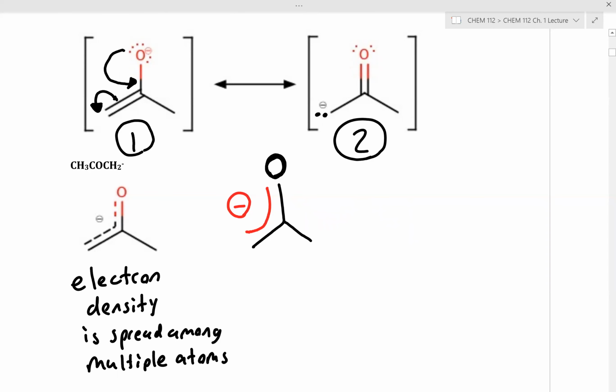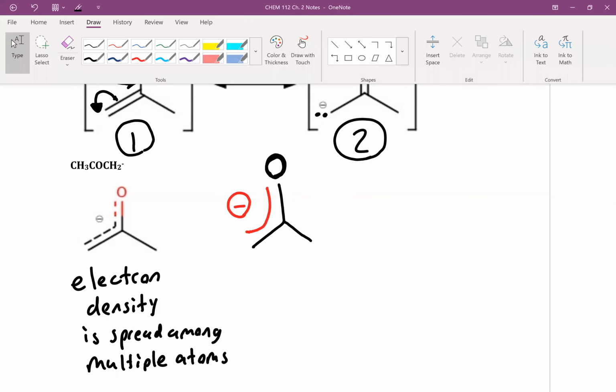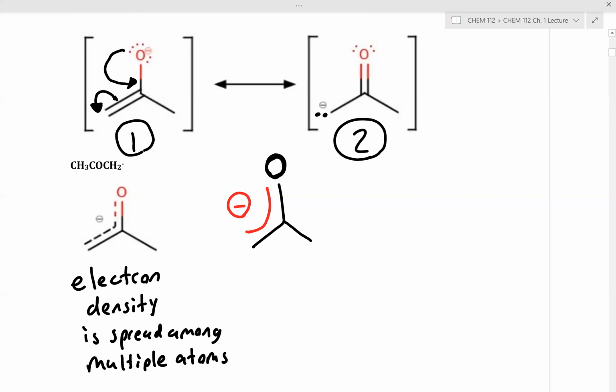So let's look at another example, and let's try to understand how we portray resonance structures and how we portray resonance hybrids.